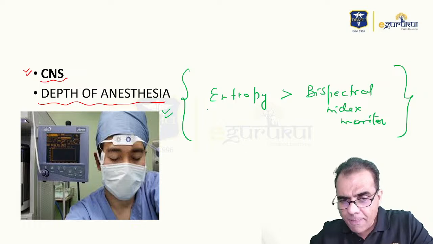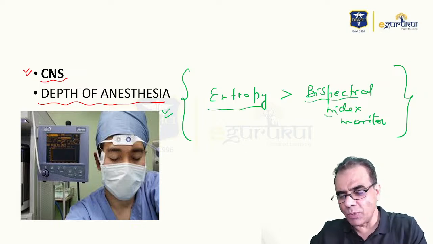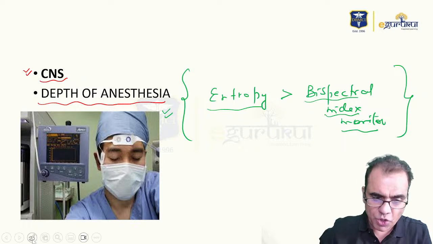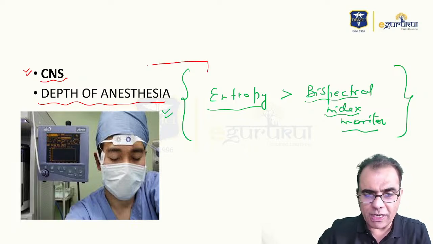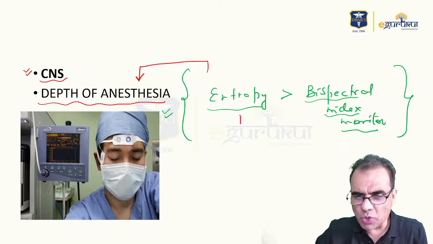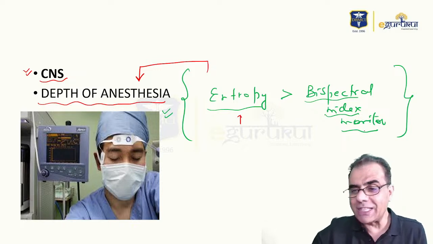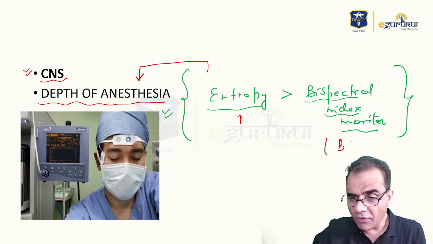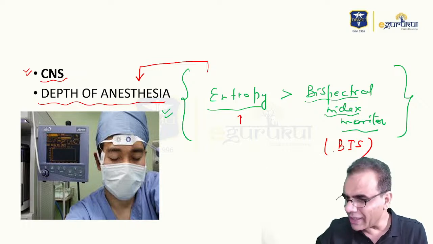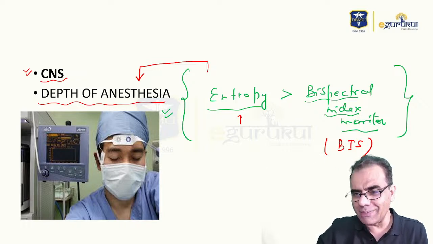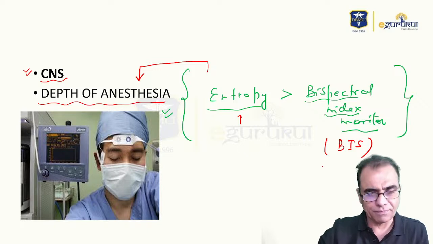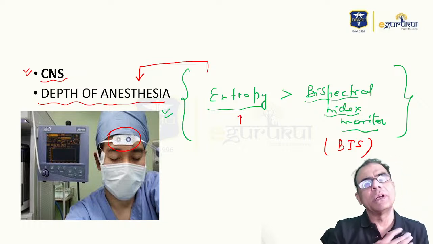So entropy and bispectral index monitor are the monitors which are nowadays freely used to see the depth of anesthesia. If both are given, then choose entropy, but entropy is generally not that popular as much bispectral index monitor is, and usually we say it as BIS index. So sometimes in short if they ask you also, that means it is bispectral index monitor. And very simple, you just apply the electrode over the forehead and then attach to the monitor. Automatically it will calculate the score and display on the screen.